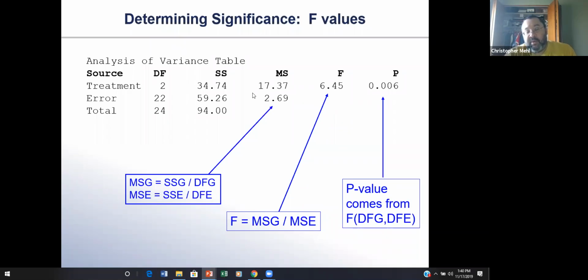Because again, what we're really asking ourselves is whether the variation between the groups, or due to the treatment, is large enough compared to the error variation. And the p-value comes from the F statistic on your group degrees of freedom and error degrees of freedom.